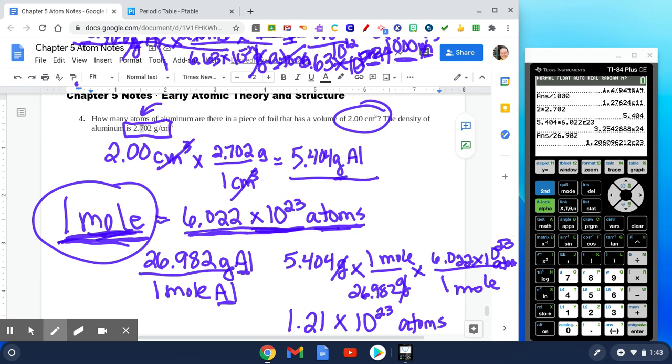Okay, we will do more problems like this. This is just an introduction. So look for that. Next week, we're going to do more mole problems like this, and I'll talk to you a little bit more about molar mass and all of that and what that means.